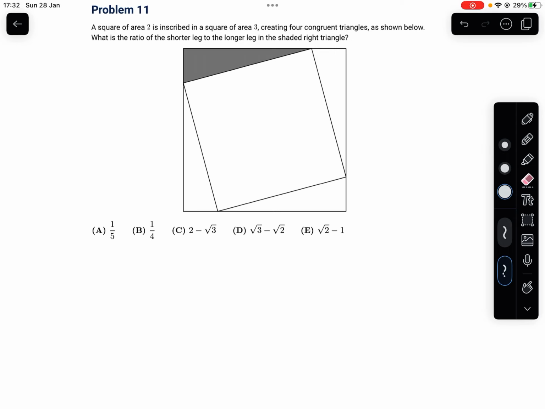Problem 11. A square of area 2 is inscribed in a square of area 3, creating 4 congruent triangles as shown below. What is the ratio of the shorter leg to the longer leg in the shaded right triangle?